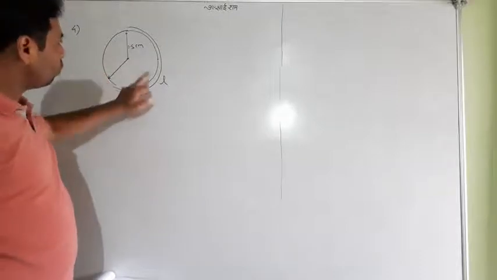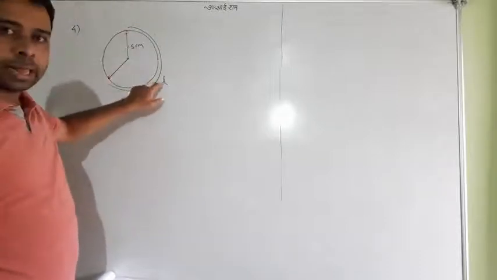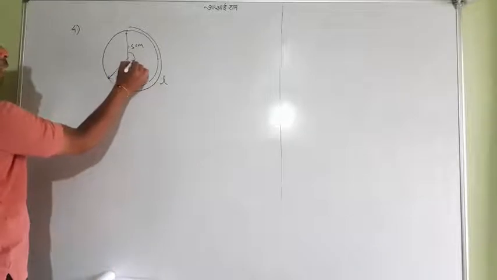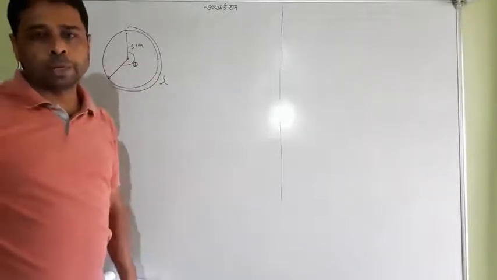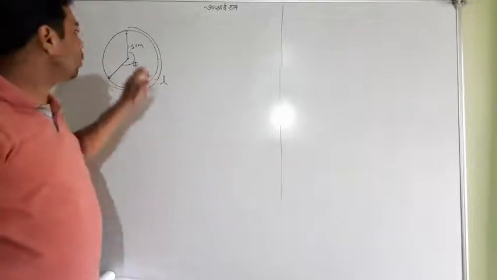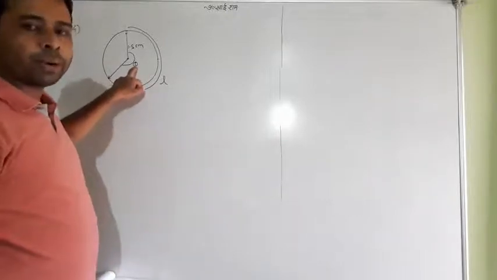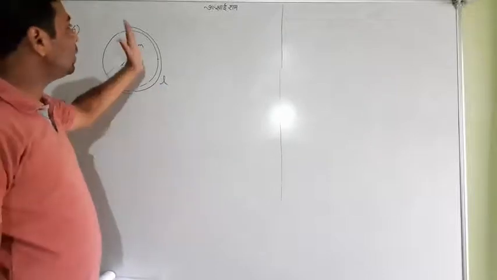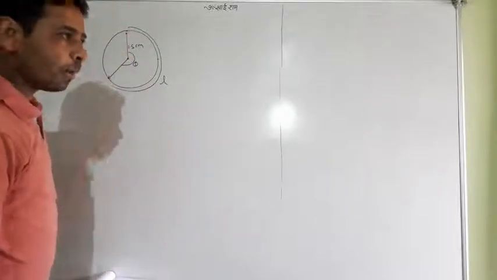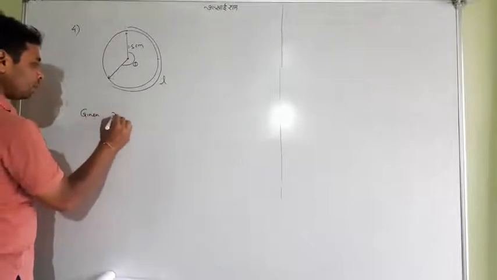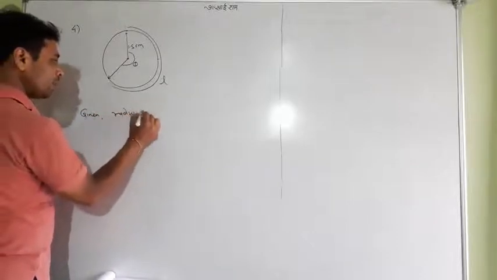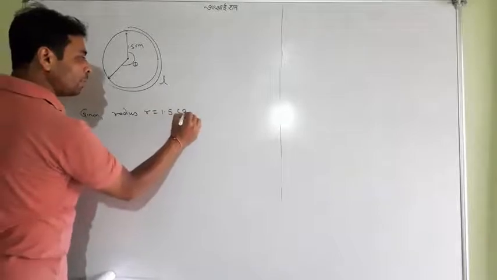So we just have to find this length of arc L, and that depends on the subtended angle theta. This is very easy to find when you go with theta. So how can we find theta? It's very simple. We know that the minute hand moves 40 minutes. So I'll write something special. Look, given that radius r equals 1.5 centimeter.